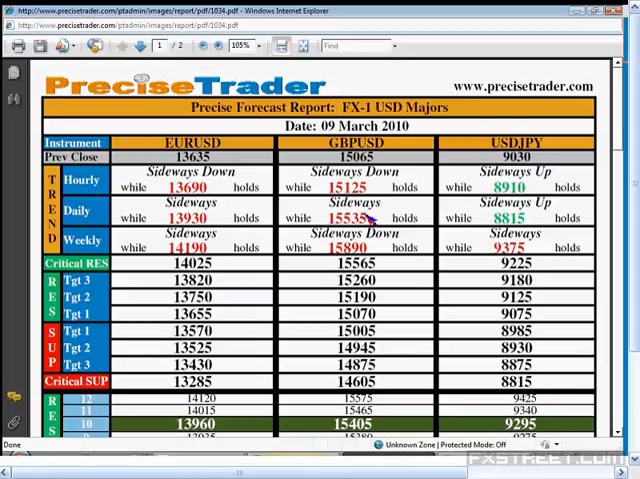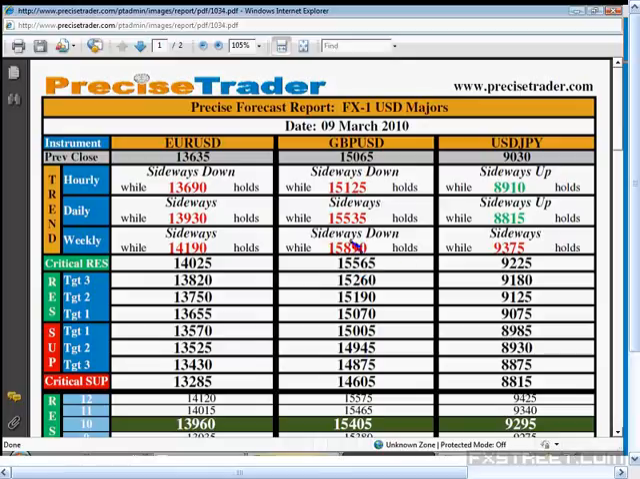What it's telling you is, when you say sideways, that means the market is not giving any clear direction. One day it is moving up, one day it is moving down. So whenever you see sideways, it is best for you to trade at the breakout, because the price is going to be choppy, right? Especially if you follow the daily trend.